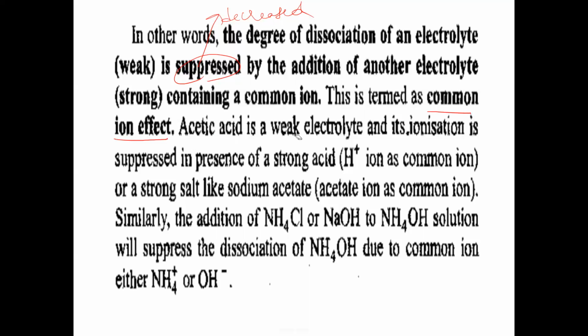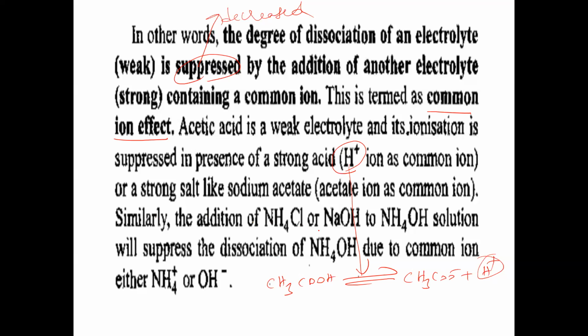Acetic acid is a weak electrolyte and its ionization is suppressed in the presence of a strong acid. Strong acids will produce which ions? H plus. Now acetic acid will dissociate into CH3COO minus and H plus. Now we are adding H plus ions. When we add H plus ions, which direction will be favored? Backward direction will be favored.